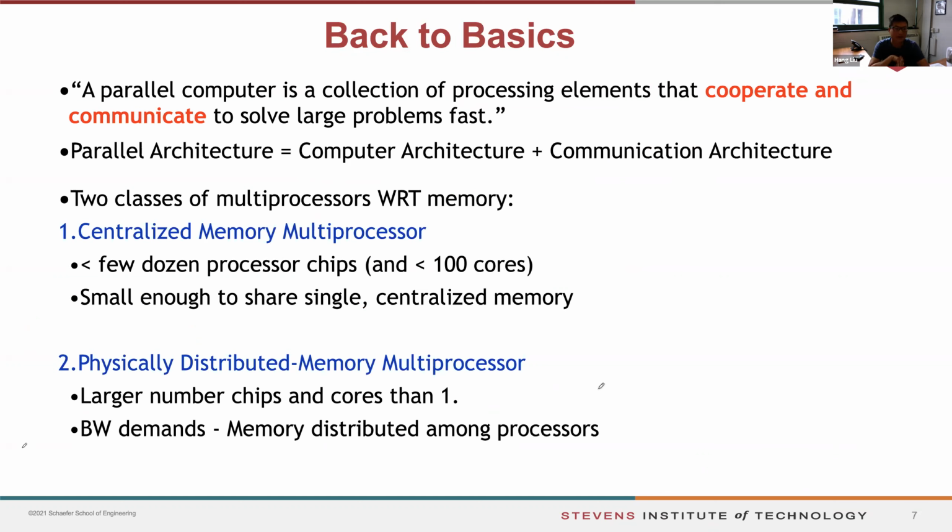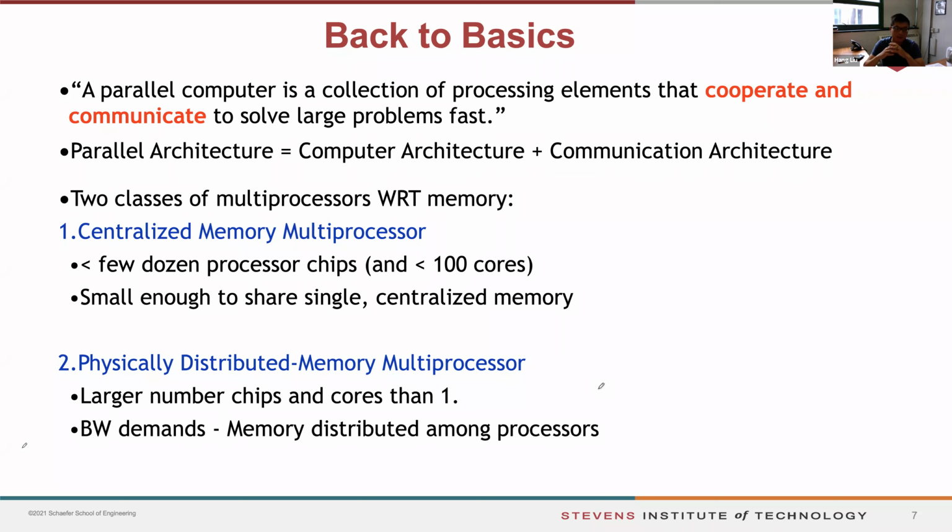Okay, so back to basics. There are two ways of doing multi-core computation. First, the motivation is that a parallel computer is a collection of processing elements, like workers, that cooperate and communicate to solve a large problem or large problems faster. So parallel computer architecture is equal to computer architecture plus communication architecture, like networking, right?